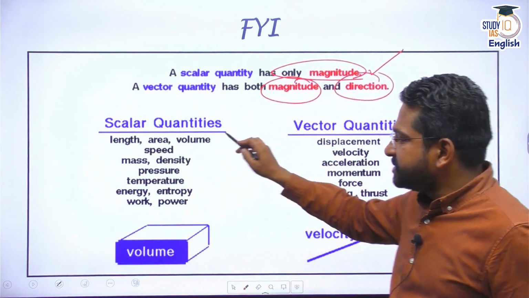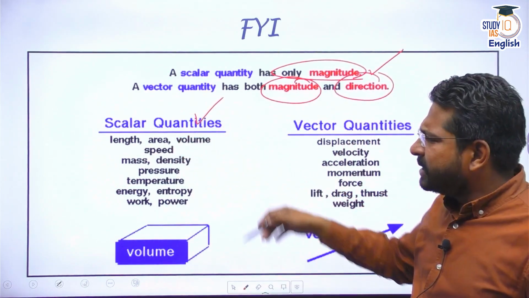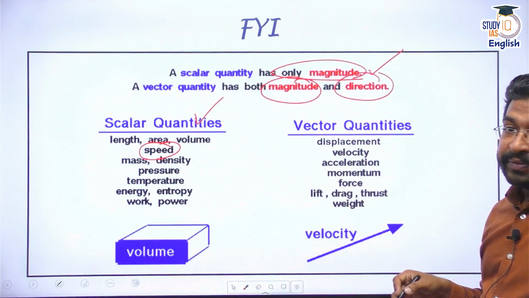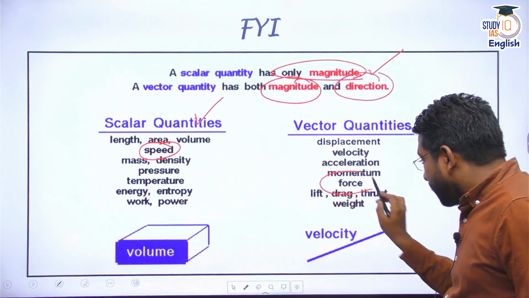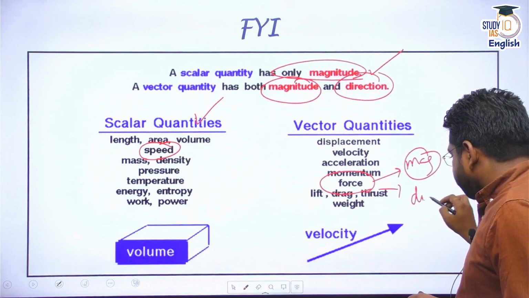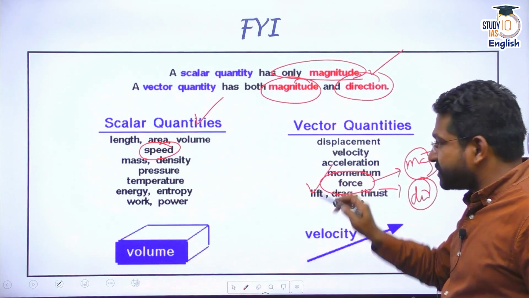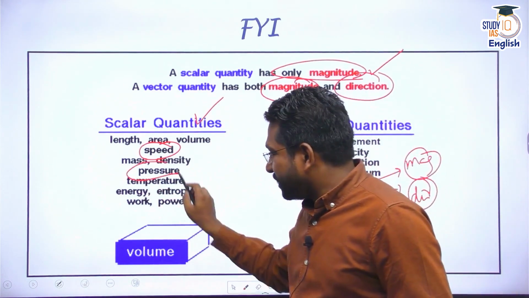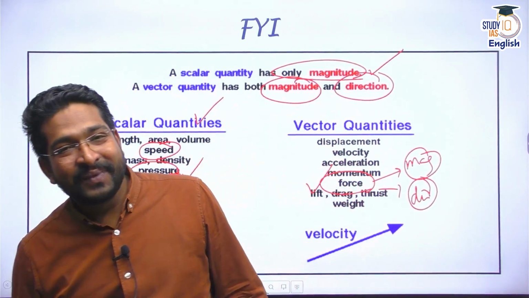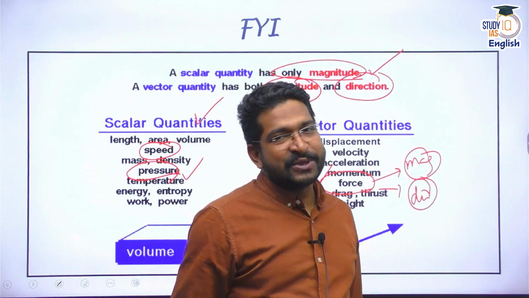You can see some examples here. Scalar quantities are length, area, volume, speed, mass, density. But a vector quantity is one with a magnitude and also a direction. Please remember, force is a vector. Pressure that we are discussing is a scalar quantity. Very interesting, isn't it? We'll be developing more on this in our subsequent discussions as well.